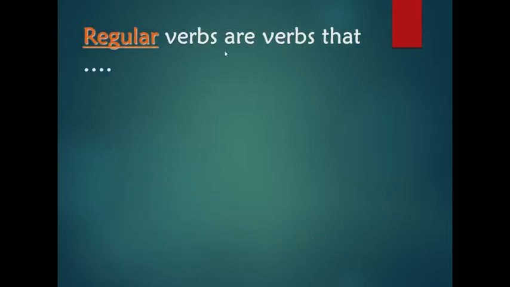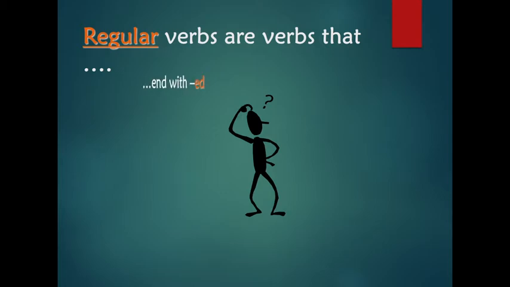What are regular verbs? Regular verbs are verbs that, when I say walk, walked, cry, cried, watch, watched, you will see that the verb in the past form ends with ed. So the regular verbs are verbs that end with ed. We have past tense and simple form.